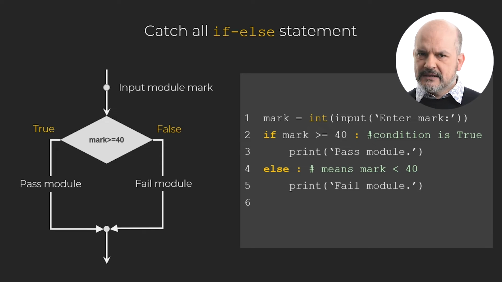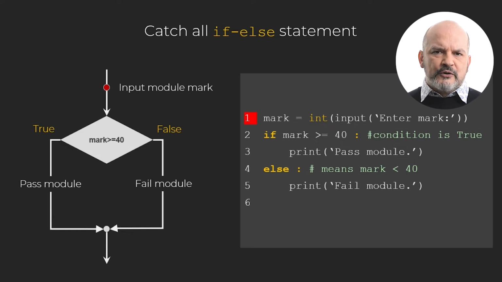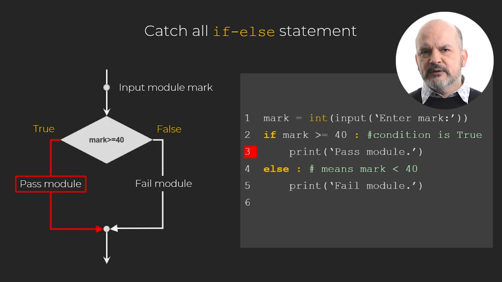our code snippet. On line 1, we take the input from the user. Let's assume the user enters a mark of 70. On line 2, we check the condition, which is true. 70 is greater than 40. We execute line 3 and exit the if-else statement.